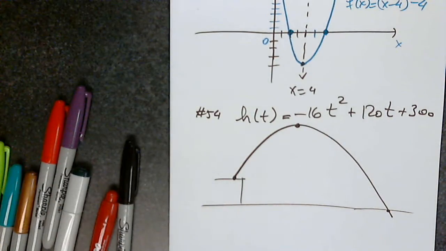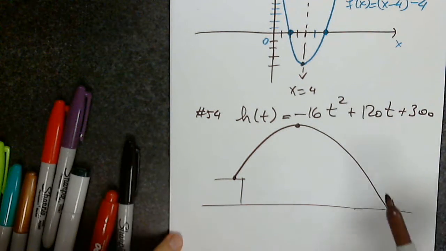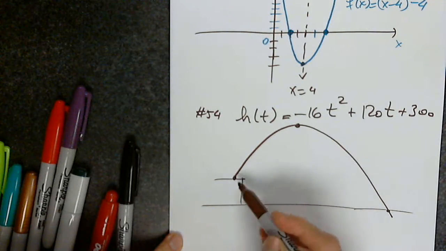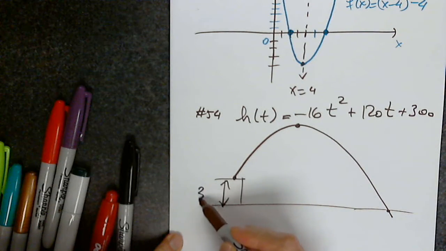Okay? First question. When will the object reach a height of 350 feet? Obviously, when t is 0, this is 300. So this is the height of 300 feet.